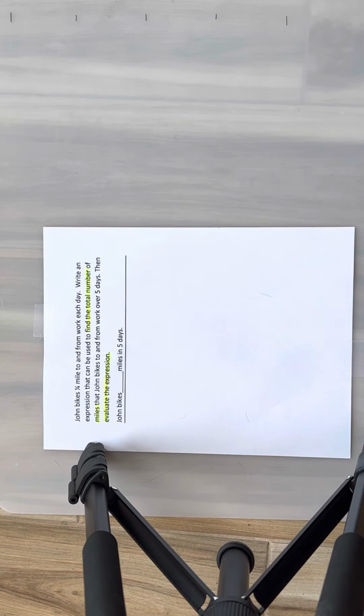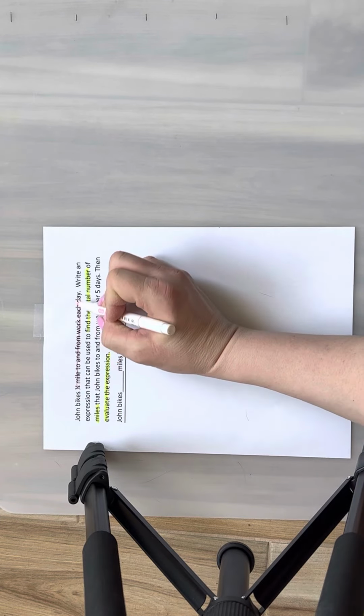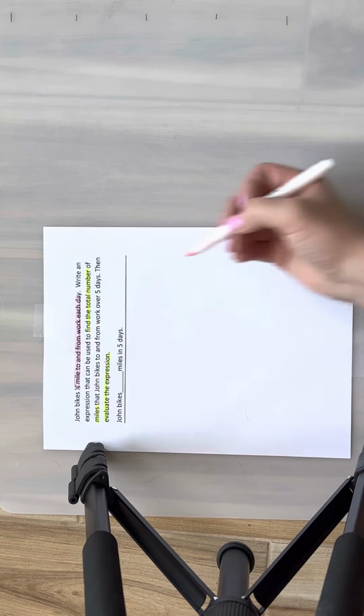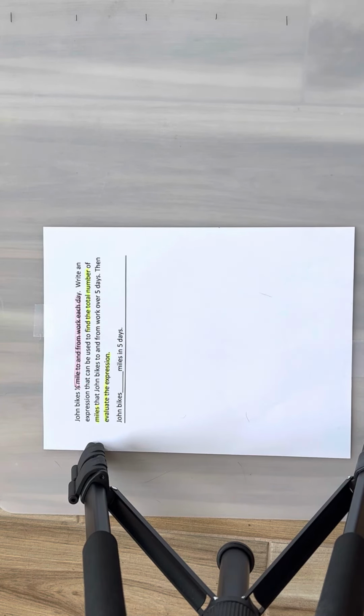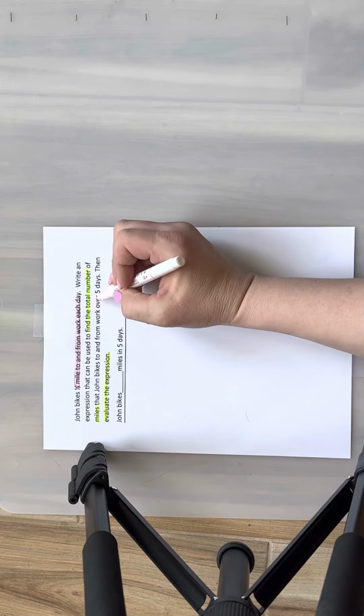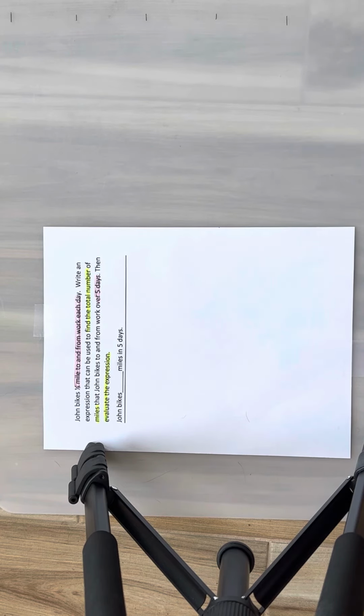I like to use a different highlighter to show what the word problem is telling us. We know that John bikes 1/4 of a mile each day to and from work. Let's highlight that. We also know that John does this for 5 days. Thumbs up if you're done highlighting those two things. That's great. So let's begin with the first statement.